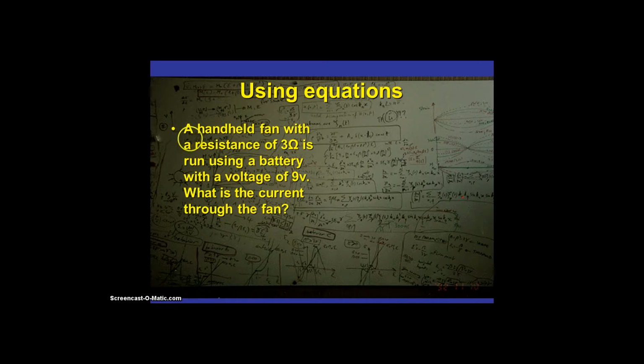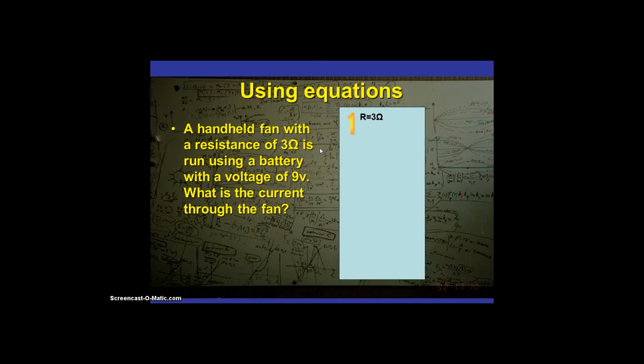So the first thing we have to do is figure out what we've been given. We can see that we are given 3 horseshoes, and what is that? Well, it's a resistance. We look up on our sheet that I gave you, and you will see that resistance is capital R. So capital R is 3 horseshoes. Next we see 9V, and it says it's a voltage of 9V, so we look up voltage, that's capital V, so we get capital V equals 9V. Then finally we see what is the current through the fan, and so we look up current, and we find current is capital I. Since that's the thing we're looking for, we will just put I equals question mark.